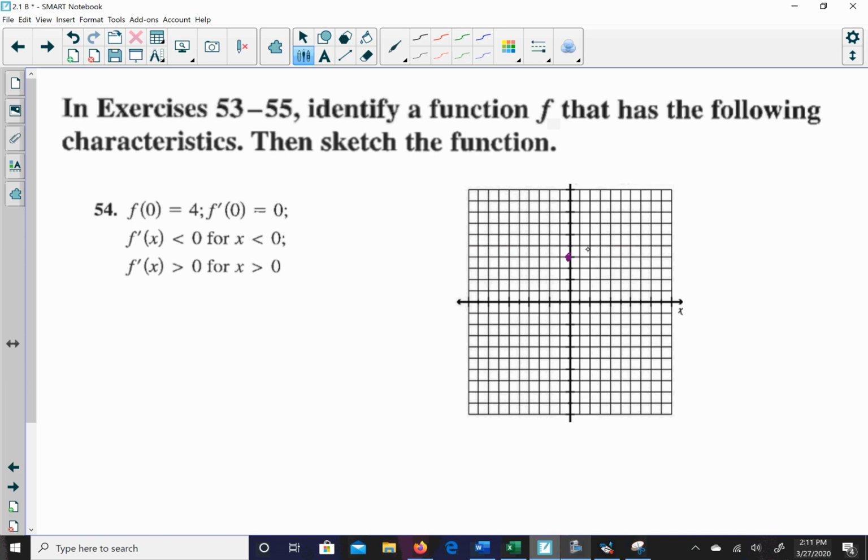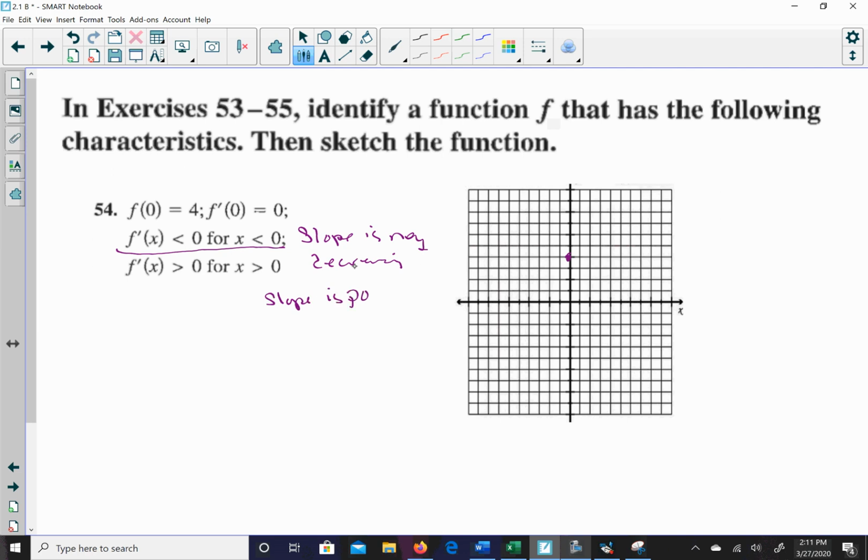They tell me that the derivative is less than 0 for values when x is less than 0, which means my function is going down. My slope is negative, which means my function is going down, or I like to say decreasing. And then when f prime is greater than 0, my function is increasing. So my slope is positive.